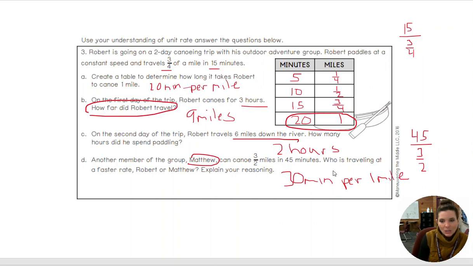Okay, so who is traveling at the faster rate? So for this, we know that Robert is traveling 20 minutes. It only takes him 20 minutes to travel a mile, but for Matthew, it takes Matthew 30 minutes to travel a mile. So even though 30 is bigger than 20, because we're talking about who is faster, we would have to say that Robert is faster. Okay, so Robert has the faster rate.